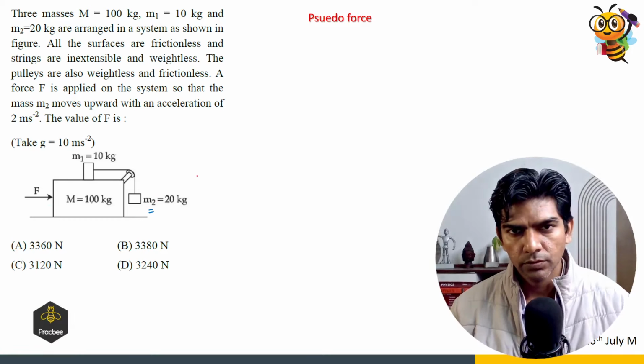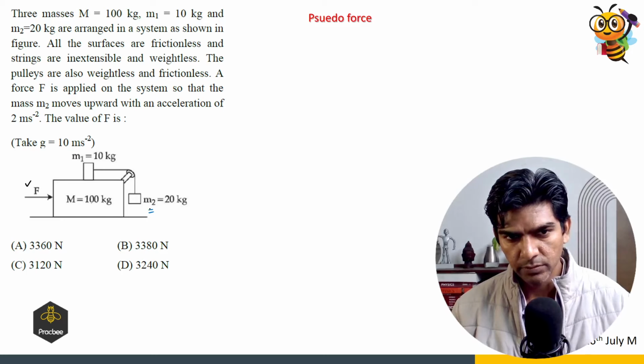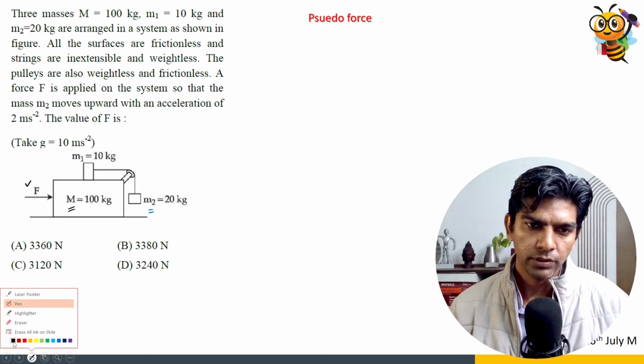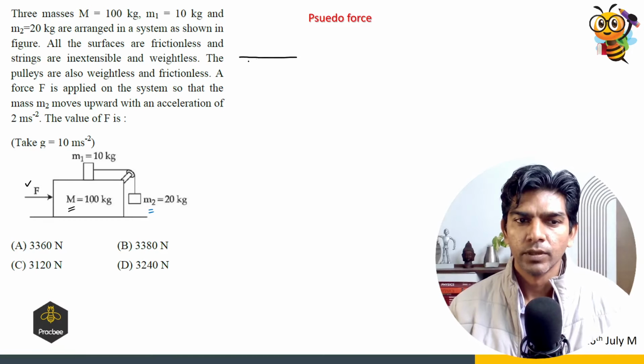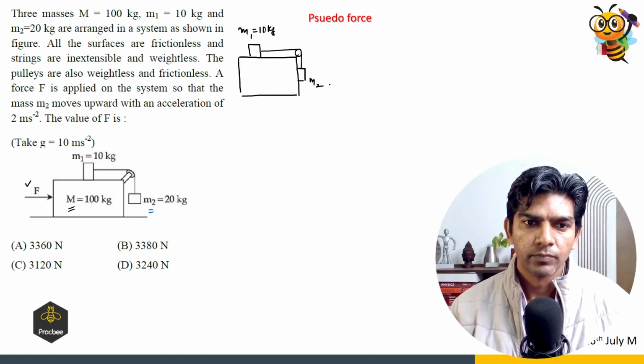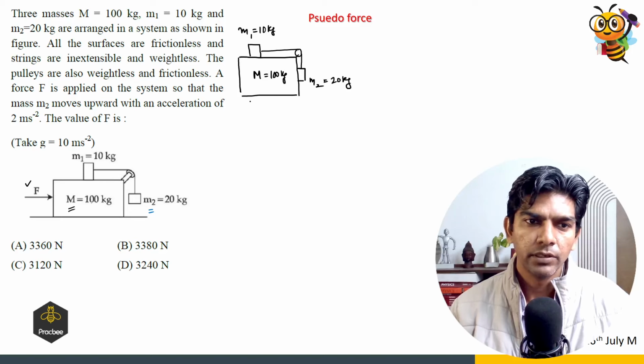here it is moving up. So when we apply force on 100 kilograms, then this M2 will come in contact with capital M, right? So let me show all the forces acting on M2. So this is capital M, and this will be M2, and here we have a pulley. Right, so M1 is 10 kilograms, M2 is 20 kilograms, and capital M is 100 kilograms. And we are exerting a force F in this direction.